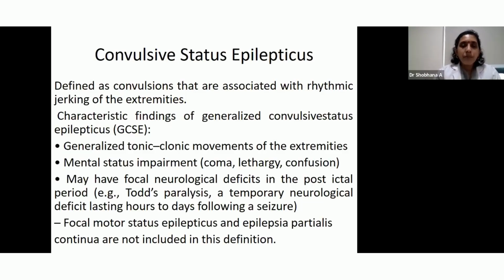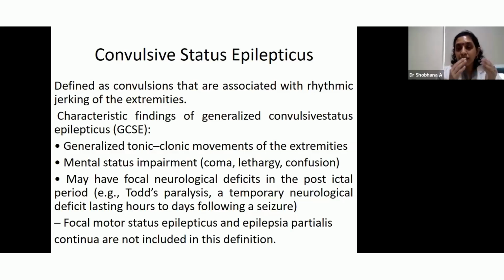Now, a convulsive seizure is that which contains the typical rhythmic jerky movements of the limbs. Now, a generalized tonic-clonic seizure, as we all know, I think most of you have seen, is where you have jerky movements of all the limbs. There is impairment of the mental status, coma, lethargy, or confusion.